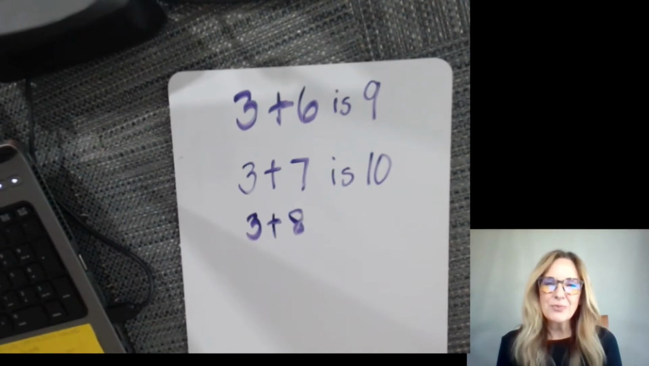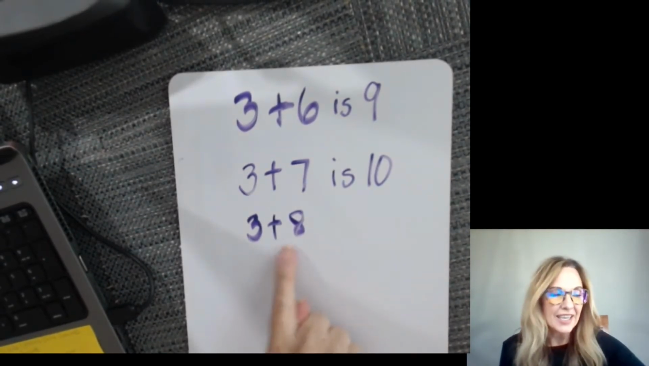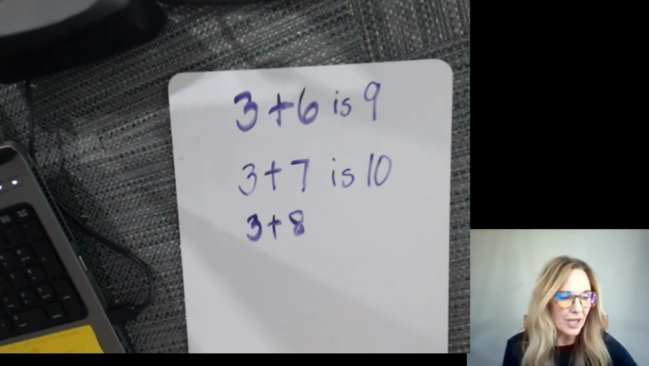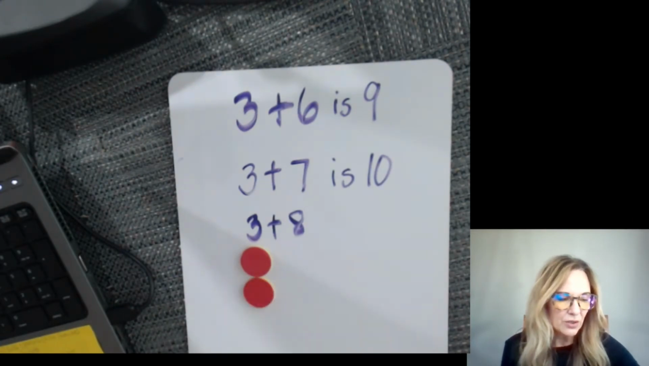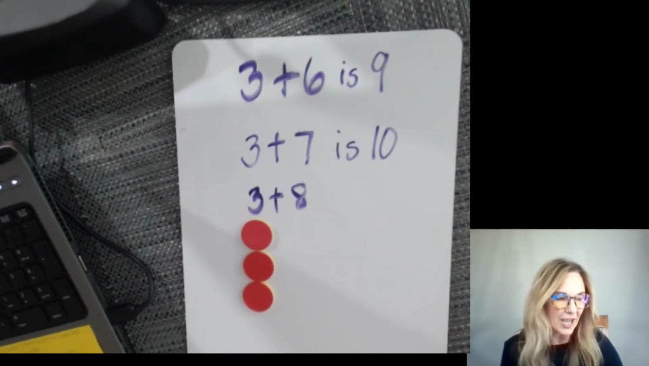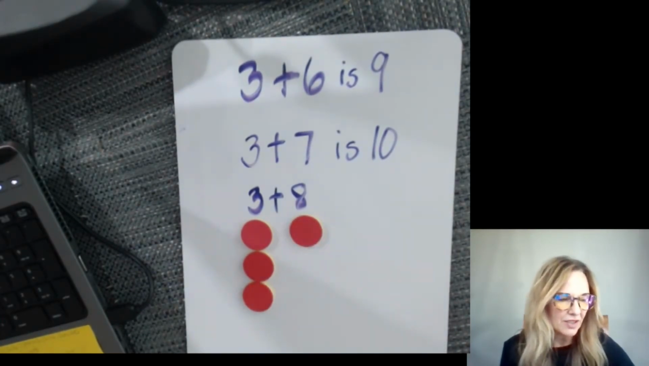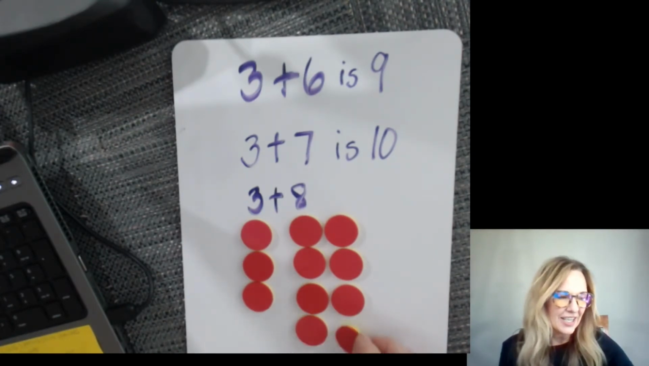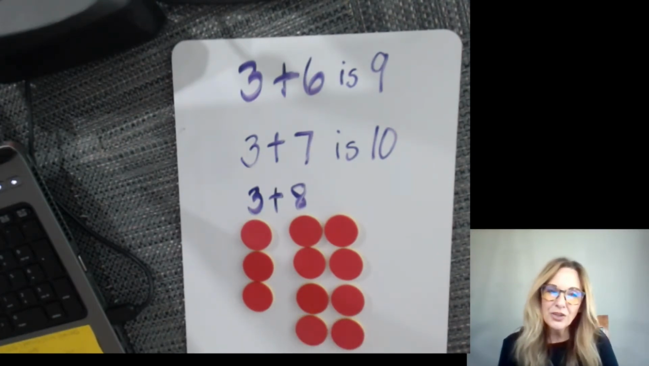Our next math expression is 3 and 8, or 3 plus 8. Let's model the number 3. 1, 2, 3. And now together, let's model the number 8. 1, 2, 3, 4, 5, 6, 7, 8. Did you model your math expression 3 plus 8? Great job.